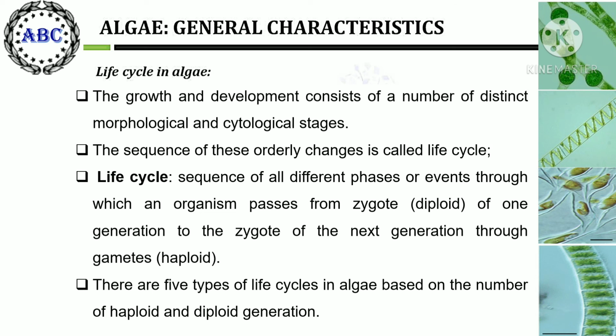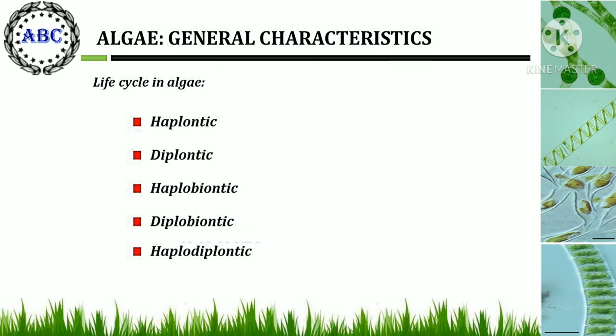So life cycle is nothing but sequence of all different phases or events through which an organism passes from zygote of one generation to the zygote of the next generation through gametes. There are 5 types of life cycles in algae based on number of haploid and diploid generations. First, haplontic type of life cycle, in which haploid phases are dominant. Only zygote diploid phase is present. Then it is called haplontic life cycle.